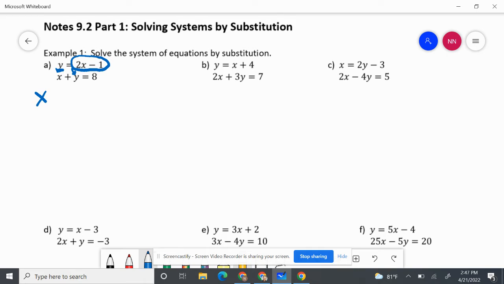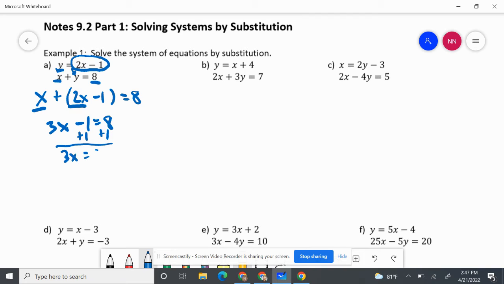So in the other equation, we're going to rewrite it as x plus, but instead of a y, we're replacing the y with the 2x minus 1. And that right there is equal to 8. So once again, we take the x and the 8, and instead of a y, we're replacing it with the 2x minus 1. We're going to add the like terms. 2x and x is 3x, minus 1 equals 8. I'm going to add the 1 on both sides of the equation. So 3x is equal to 9. And then when I divide by 3, x is equal to 3.